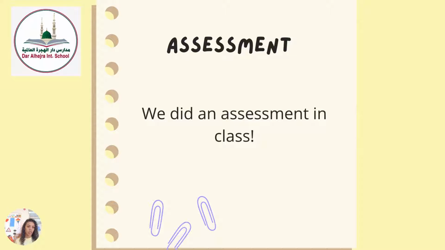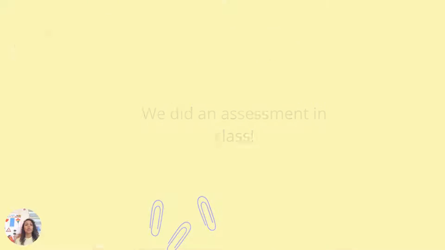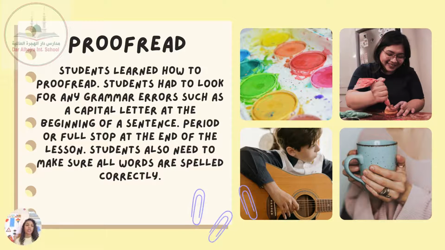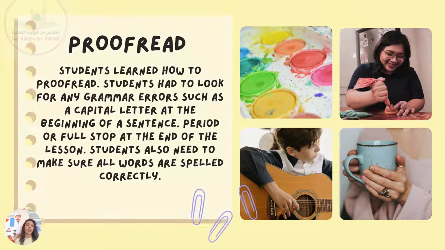During week 6, we also did a reading assessment where students had to read sentences and identify vocabulary words that we have learned in the previous lessons. Students also learned how to proofread and look for any grammar errors, such as capital letters at the beginning of a sentence, periods or full stops at the end of the sentence. And students also learned how to make sure all words are spelled correctly.